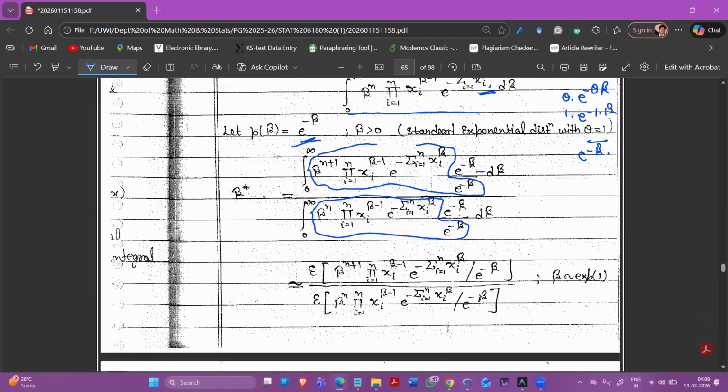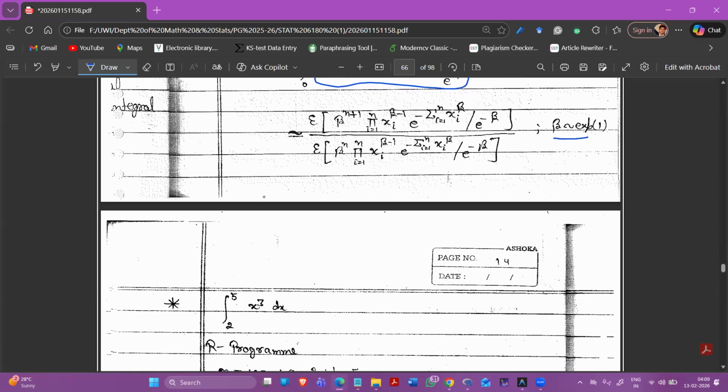So it will be the expectation of beta raised to the power n plus 1 multiplied by xi raised to the power beta minus 1 into e raised to the power minus sum over i equals 1 to n of xi raised to the power beta, divided by beta, e raised to the power minus beta, and divided by the expectation of beta raised to the power n. So here in the numerator you have n plus 1, in the denominator you have only n. And beta follows the exponential distribution, so you can approximate like this.